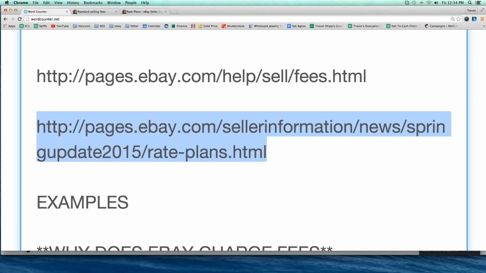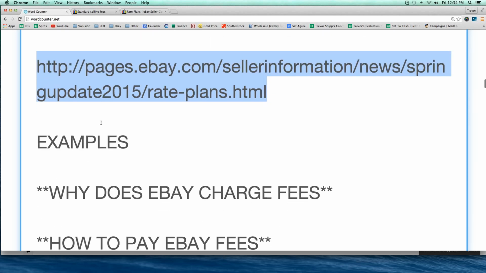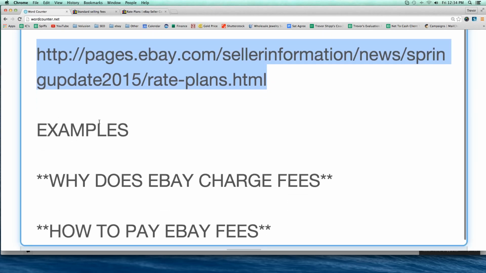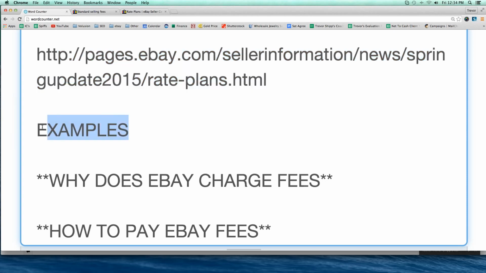So that's just some of the differences in stores versus standard listings. Questions about that? If you do, go ahead and put them in. Otherwise, we're going to continue on here. I want to do a couple of examples with you guys, okay?